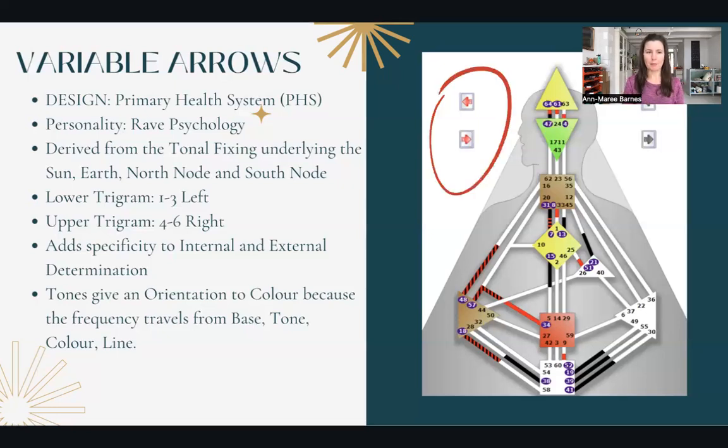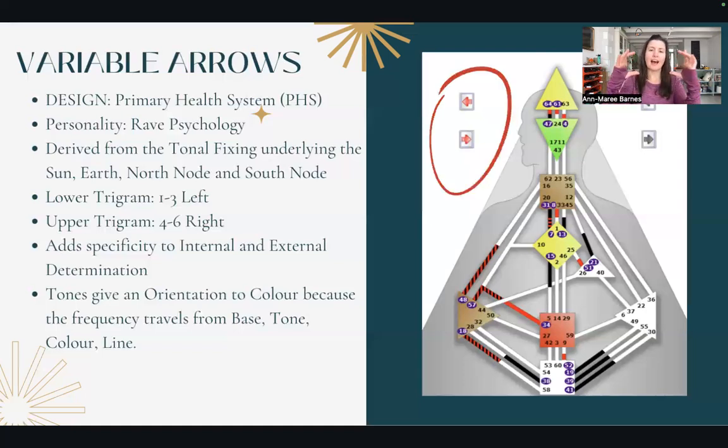So where do the variable arrows come from? They are derived from what we call tonal fixing, and this is specifically underlying the Sun-Earth placements on the design side and the North Node and South Node placements also on the design side with respect to the design variable. We also then go into another bit of detail and a bit of lingo, and this is lower trigram, upper trigram. So this is to do with the fact that we have 6 lines. We're going to go into this in a couple of slides, or maybe the next slide.